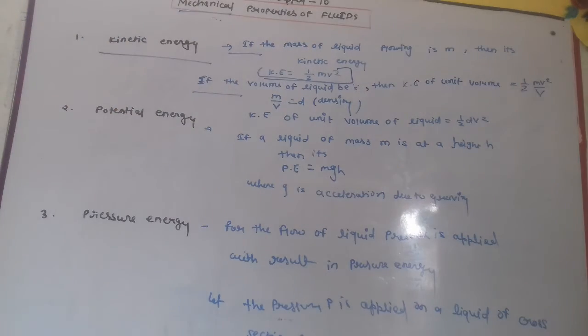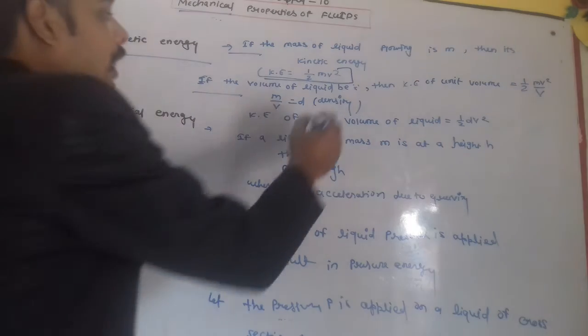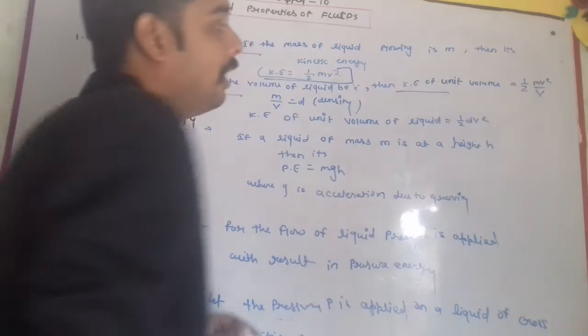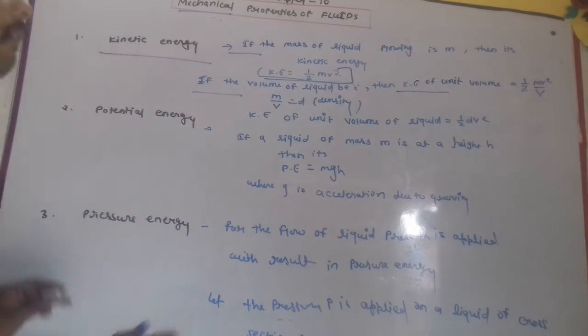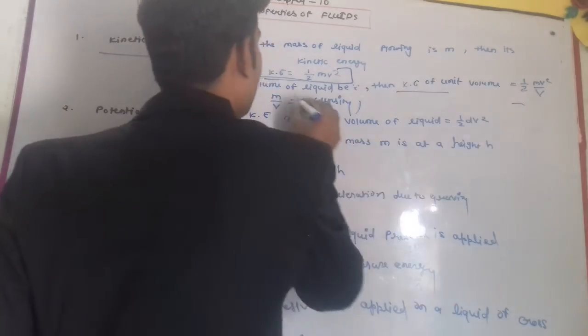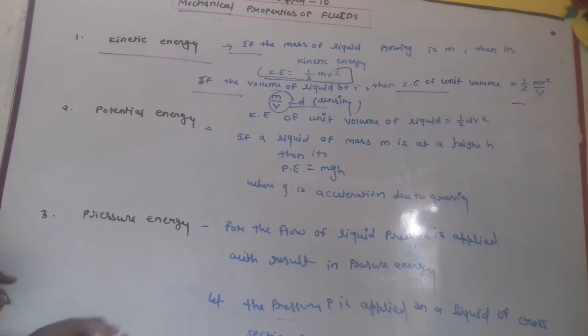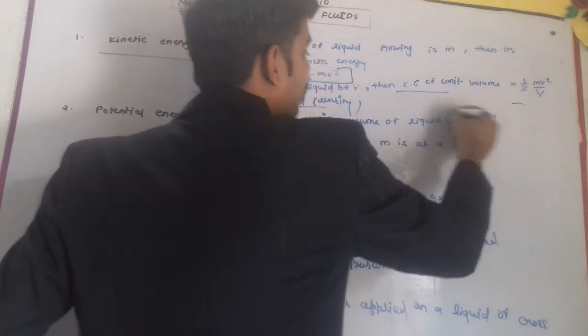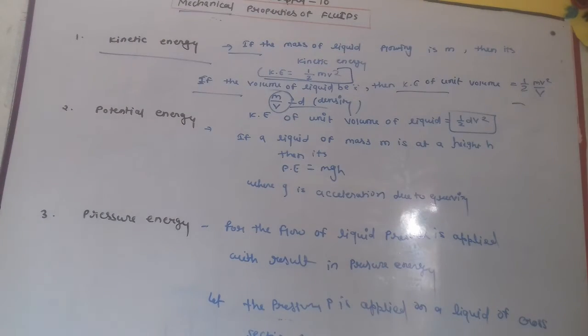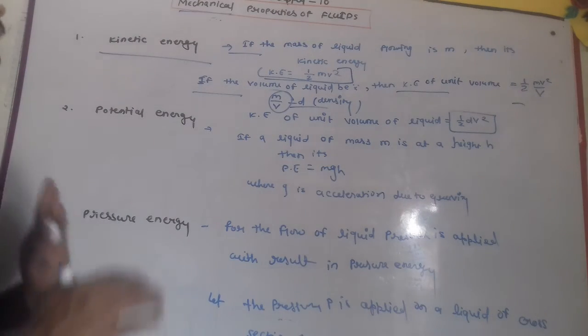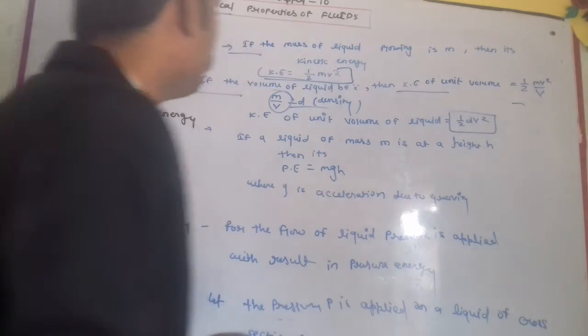If the volume of the liquid is V, then the kinetic energy per unit volume will be half mv squared upon V. Since m upon V is density, the kinetic energy per unit volume of liquid will be half d v squared. So that is our kinetic energy. Here it is the same energy, but in a liquid it appears in a different manner.